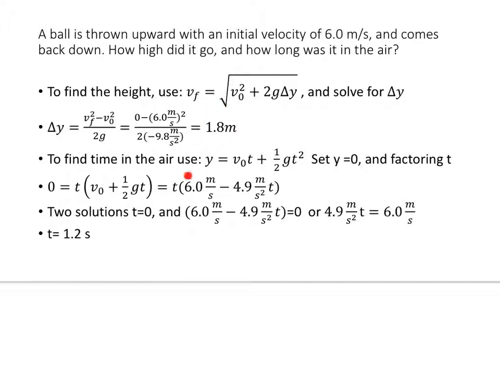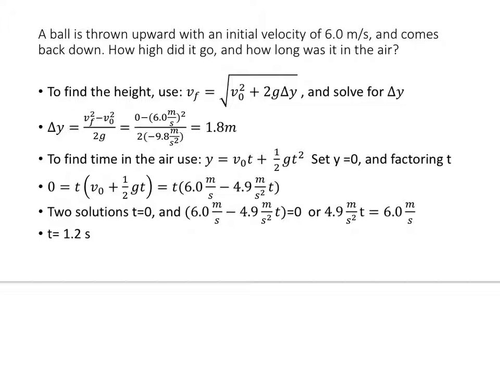Okay, now to find the time in the air, we're going to use this formula right here. And for this, we're going to set y equal to 0. The reason why we set y equal to 0 is because the ball comes up and it's caught again at exactly the same point where it was released. So the net displacement of the ball is 0. So we set y equal to 0, and we're going to solve it by factoring t out. So we factor t out, we get this, plug in the values.